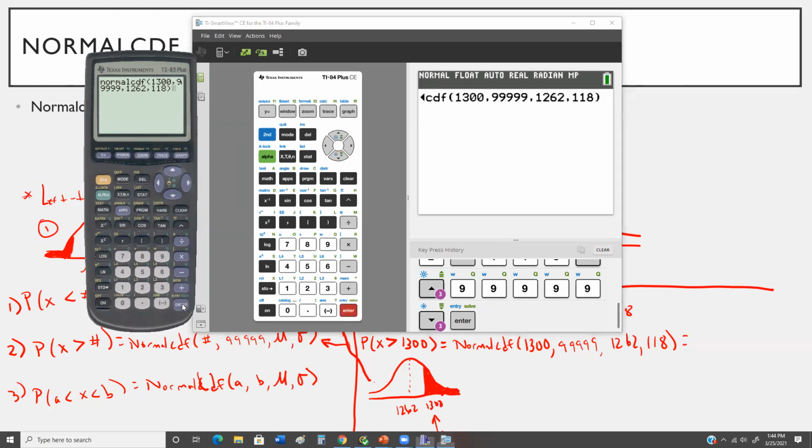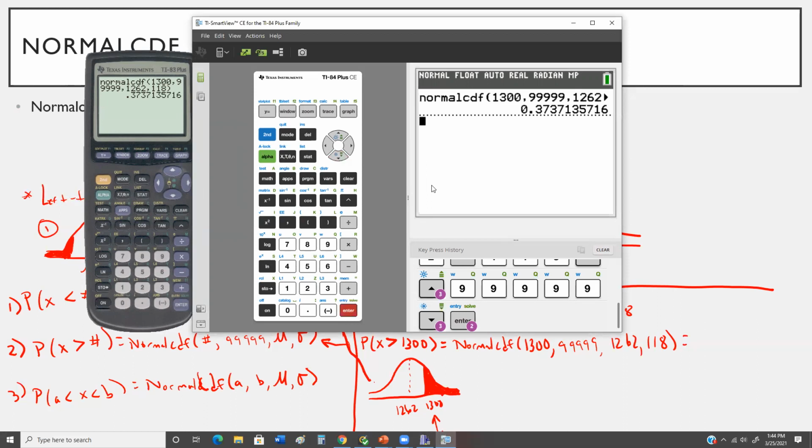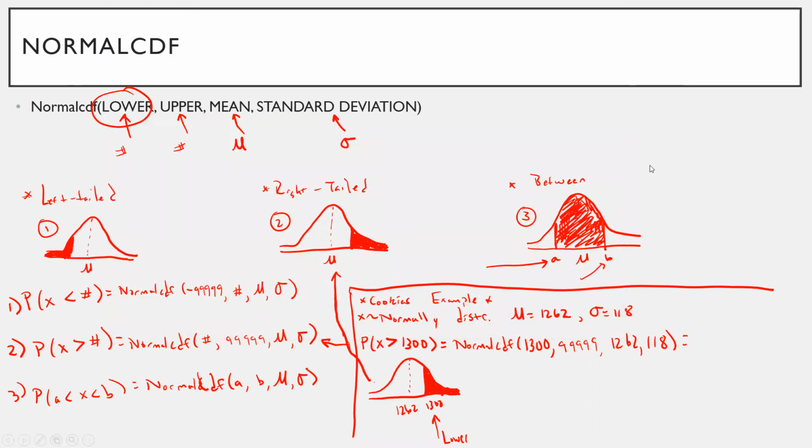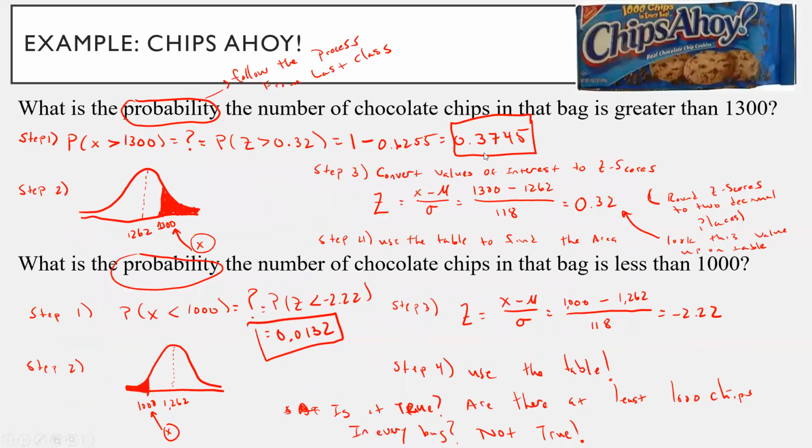All right, now everybody hit enter. How many people got what I have on the screen there? Okay. All right, so look, what this is saying is the answer is 0.3737. So if you notice, when we did it by hand, we got 0.3745. So it's really close, but a little bit different.